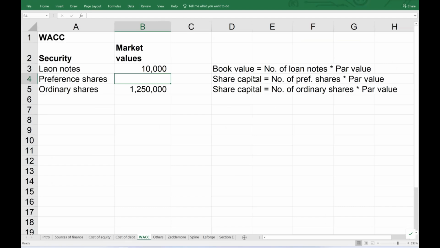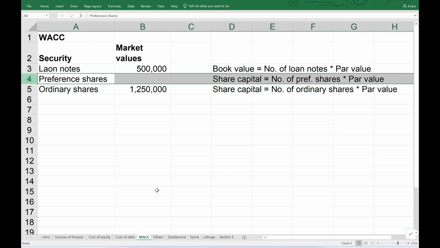To find the number of loan notes, the book value is divided by the par value. You will find the number of loan notes. Now multiply with the market value of one loan note. He said it's 50, so multiply by 50. So 5 million is the market value of the loan notes.